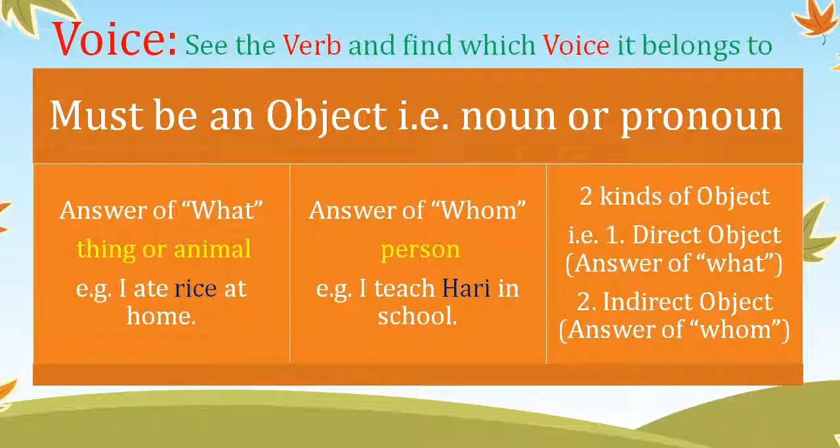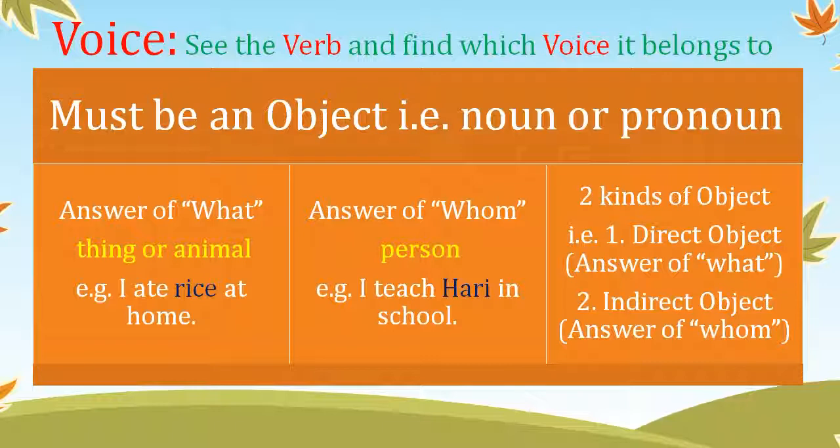Now I am going to tell you that there are two types of object. One is the answer of what. That answer of what is a thing or animal. For example, I ate what? Rice. That rice is an object. Rice is a thing. I ate rice at home. The verb is ate, and that ate is taking the object rice. Try to understand.